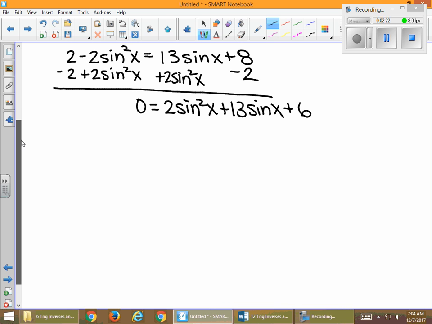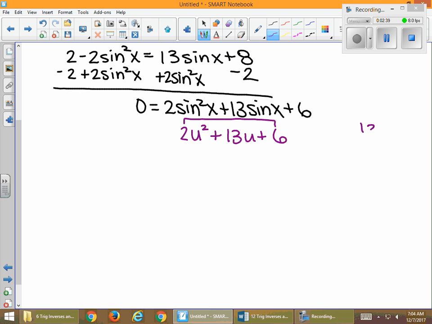If you like u's instead of sines, this is where you could let sine equal u. You'd have 2u squared plus 13u plus 6 that you'd be factoring. 2 times 6 is 12. Two numbers that multiply to 12 and add to 13 are 12 and 1. So my first and last terms stay the same, and my 13u becomes 12u plus 1u.